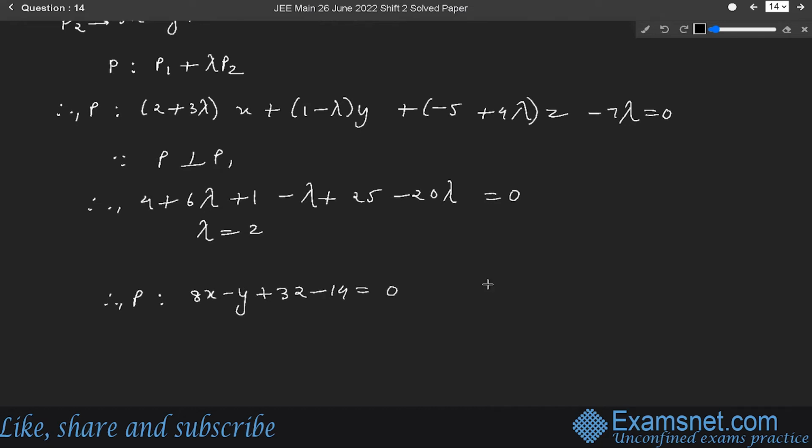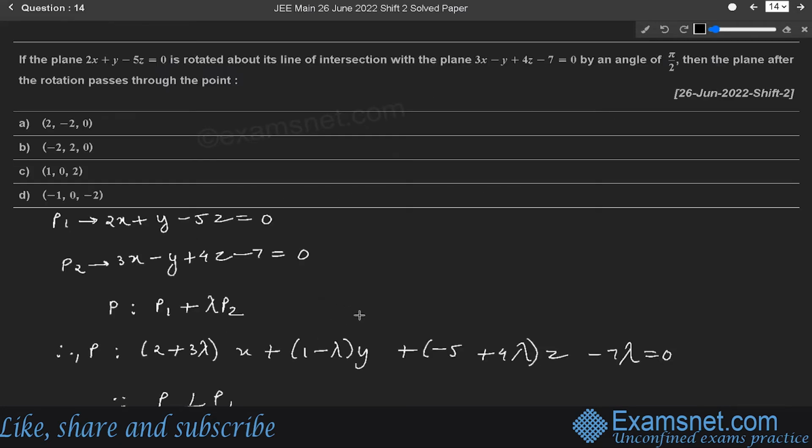Now we have the equation. We have to look for the points which satisfy the equation. So the point which satisfies the equation from all the given options is (1, 0, 2). So we can say that the correct option for this question will be option C here. I hope this question is clear to you.